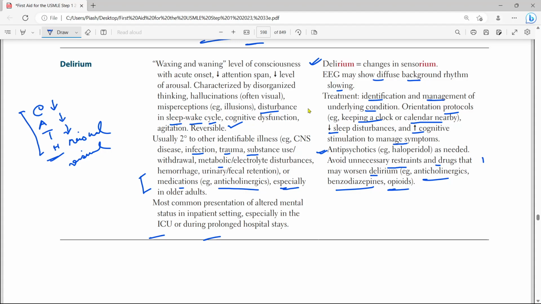So these are the causes: CNS disease, infection, trauma, substance abuse. And this is the treatment: we actually give the antipsychotic haloperidol, and avoid unnecessary restraints and drugs that may worsen the delirium, like anticholinergics, benzodiazepines, and opioids. These drugs are avoided.